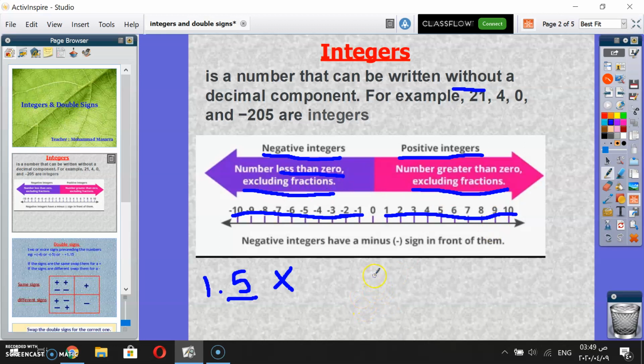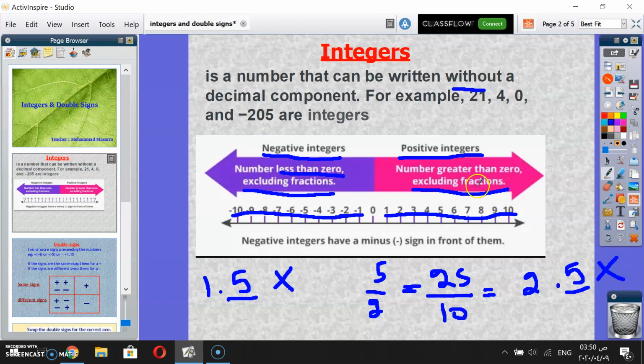Let's take any fraction as an example. 5 over 2 is equal to, if we multiply by 5, 25 over 10, equal to 2.5. So it contains a decimal component, so it's not an integer. So fractions are not integers because they contain a decimal component.